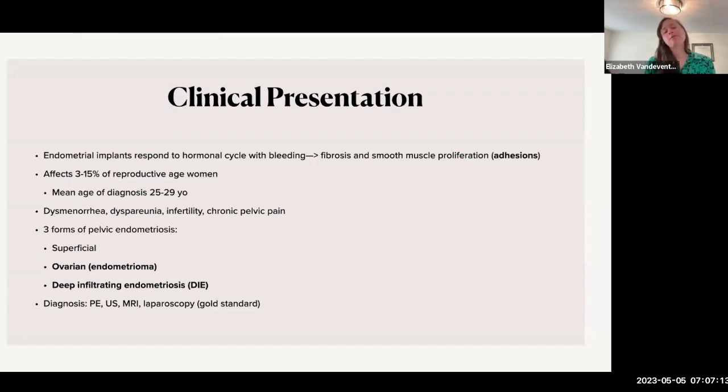The three forms of pelvic endometriosis include superficial, ovarian, which is also known as an endometrioma, and deep infiltrating endometriosis. Endometriomas and DIE are what we can see by imaging. Superficial is too small for us to be able to see on imaging, and that's where, as we see down here, laparoscopy comes into play.